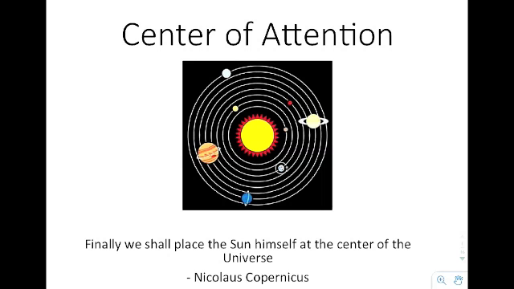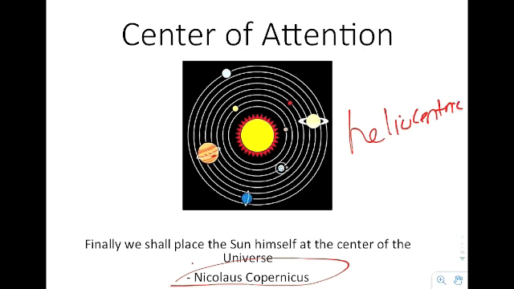In Unit 2, entitled Center of Attention, it says, "Finally, we shall place the Sun himself at the center of the universe," which is Nicholas Copernicus. He was the one who established the heliocentric model, which is what our idea of the atom is based on: the heliocentric model of the universe, where the Sun is at the center.